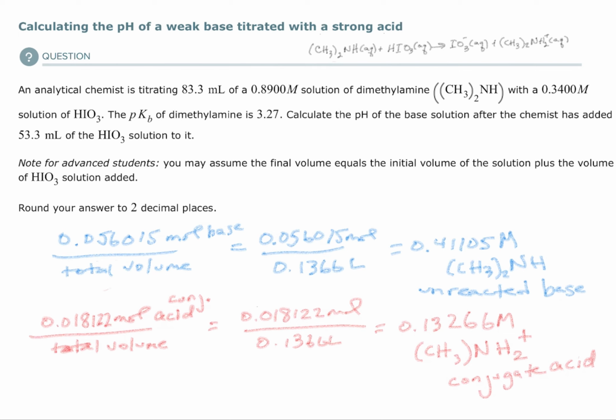I'm going to need both of these because they give me the pKb. That means I'm going to have to do an equation, an acid dissociation or a base dissociation equation. So I found them both because I'm sure I'm going to need them.